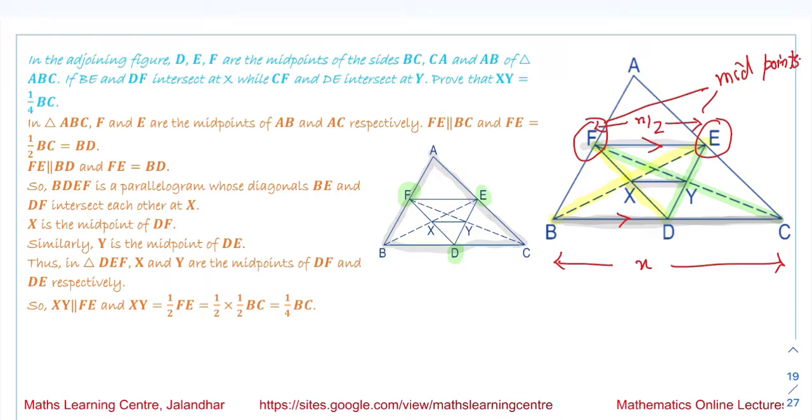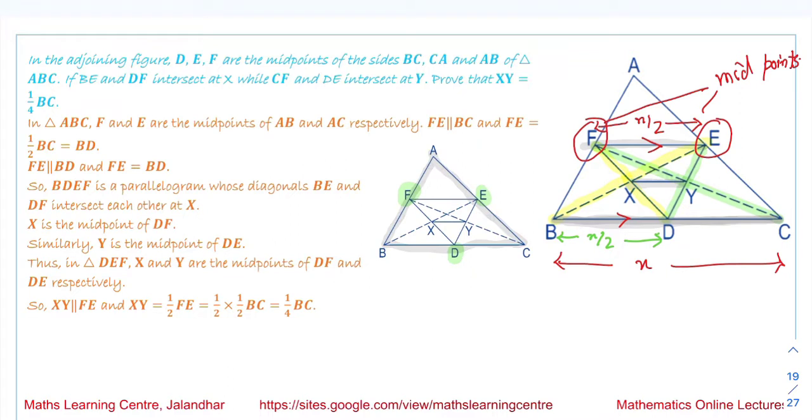So both these lines are parallel and this length is X by 2. Now if we consider the triangle, in place of triangle we consider the parallelogram. Why am I saying parallelogram? Because if this length is X by 2, we are saying D is the midpoint, this length is X by 2. Now look at this figure over here.